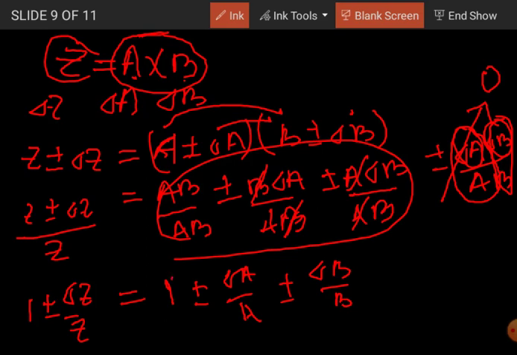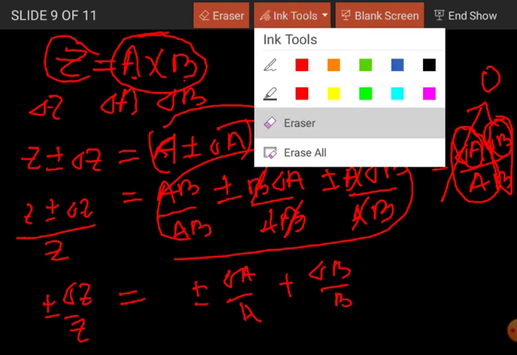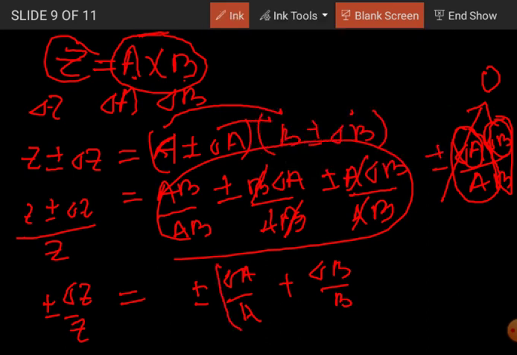So again 1 and 1 can be cancelled. So whatever you are having is z plus minus delta z by z will be equal to plus minus delta a by a plus delta b by b. Got it? So if you take it in the next step, then z plus minus delta z by z will be equal to plus minus of delta a by a plus delta b by b.